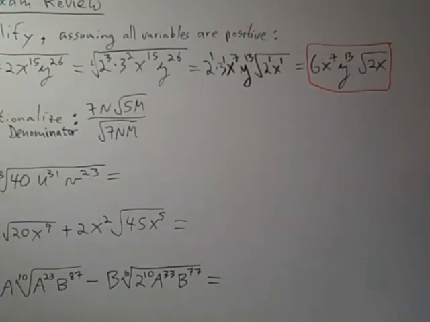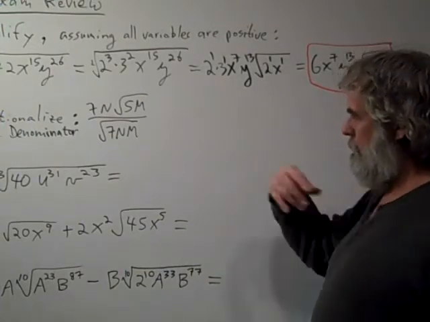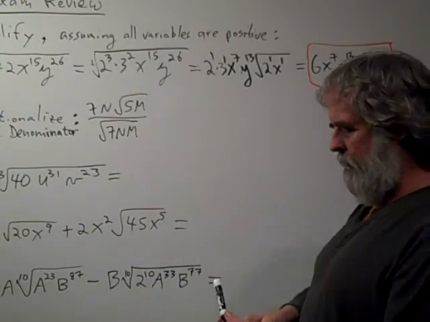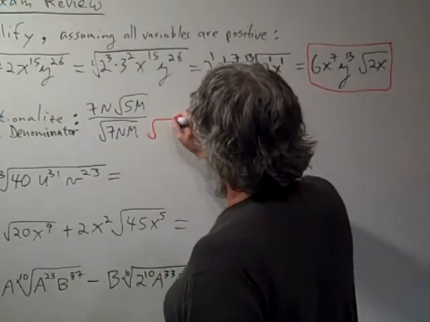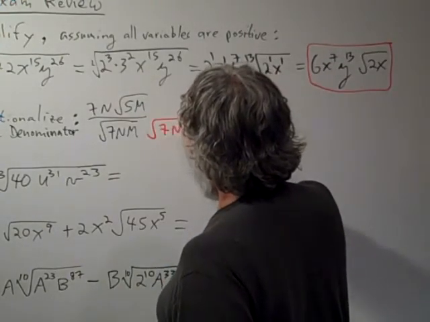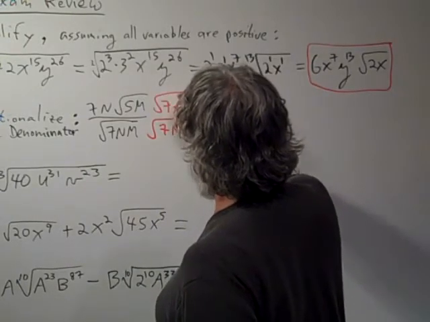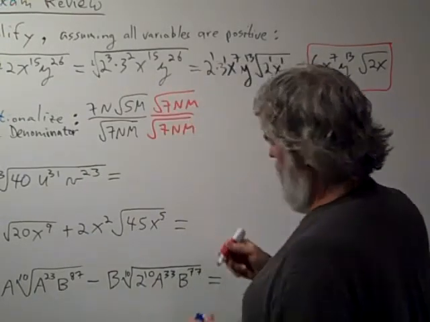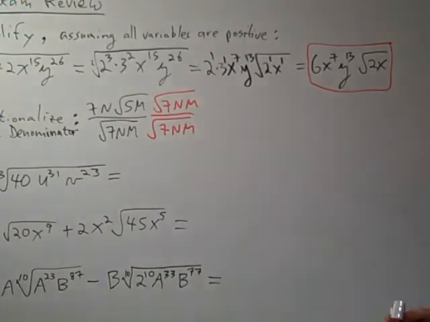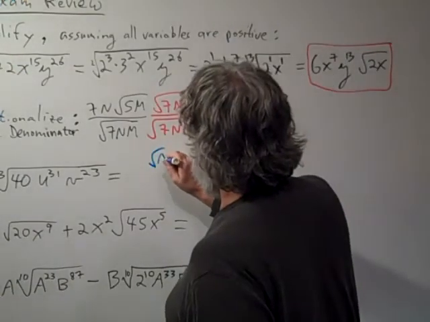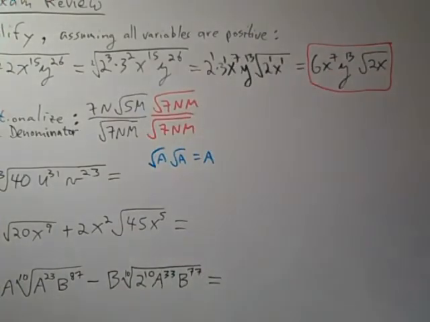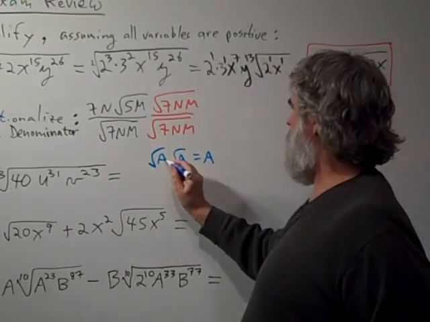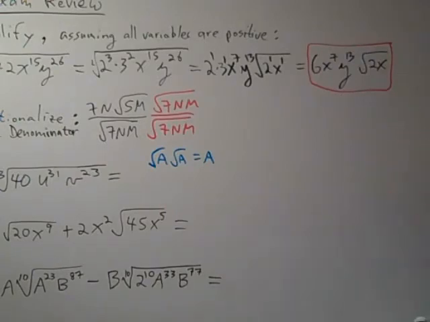In problem number 88, we're to rationalize the denominator, which is to get the radical out of the denominator. We can do that by simply multiplying the numerator and denominator by radical 7nm. We're here making use of the fact that the square root of a times the square root of a equals a, where a could be any positive real number.